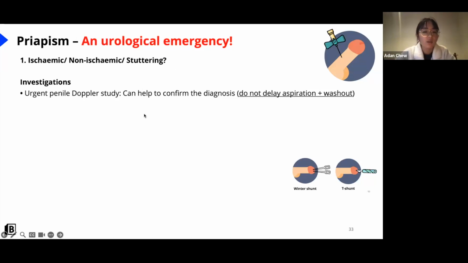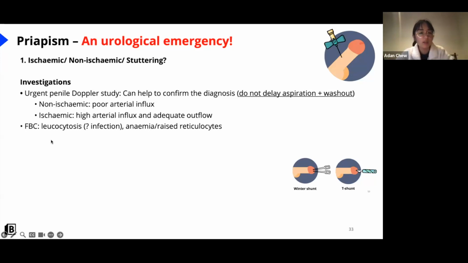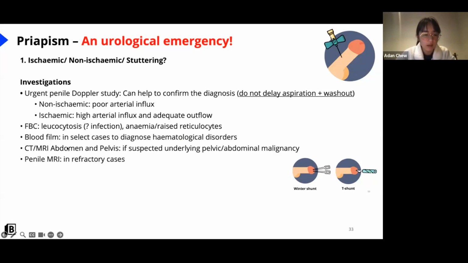So for investigations, to work up the type of priapism you would do a penile Doppler study that can help confirm which type it is, but this should not delay aspiration and washout. So non-ischemic would indicate a poor arterial influx, and ischemic would indicate a high arterial influx and adequate outflow. So there's a blockage there somewhere. So you would do an FBC as well. These are secondary investigations that you would do: a blood film, CT, MRI abdomen and pelvis, and penile MRI in very refractory cases.